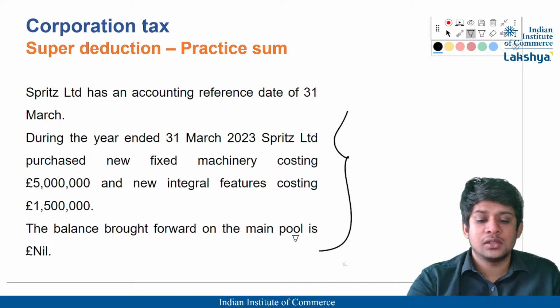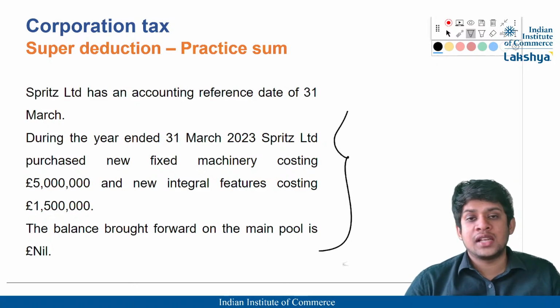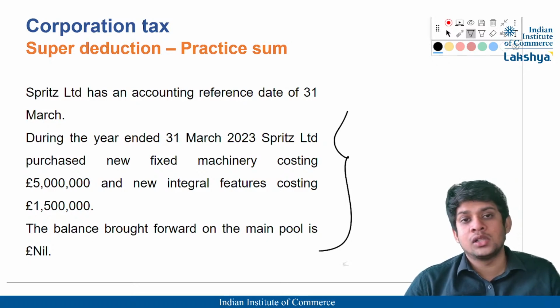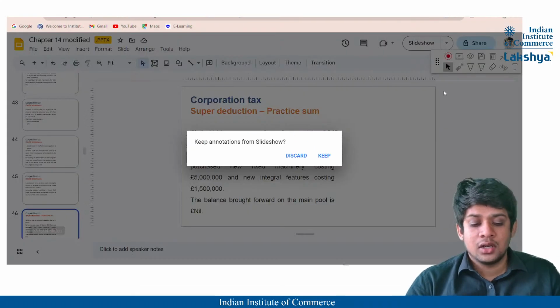Okay, now let us solve this example. Through this, you will understand what is the total amount of capital allowances that a company gets. Okay.